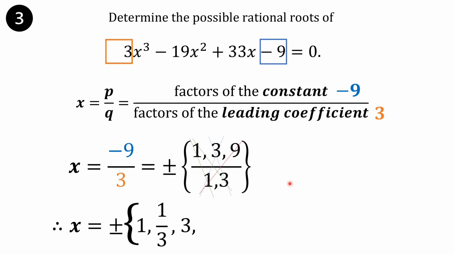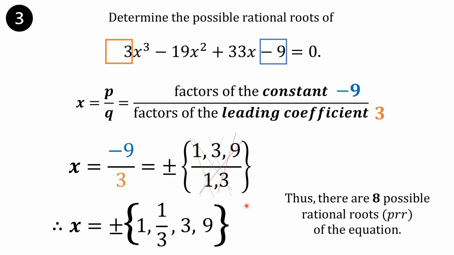Then 9 over 1 is 9, 9 over 3 is 3. We already have 3, so we don't need to write it again, and we don't need to count the factors that appear more than once. So, by counting the number of possible rational roots, there are 8 for this equation.